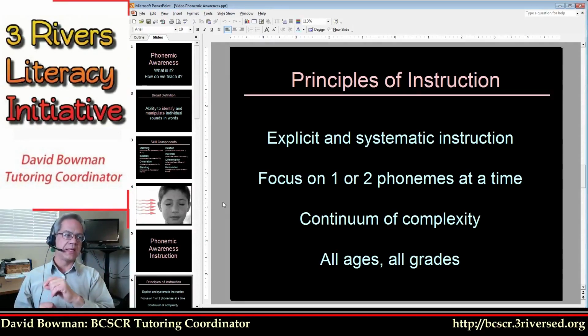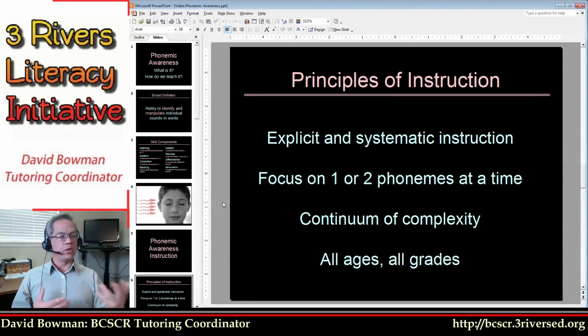instruction in phonemic awareness needs to be explicit and systematic, where we're saying we are going to study these skills, we are going to study these sounds here. Okay? Later, we're going to go to more complicated sounds, or we're going to go to diphthongs, or we're going to go to syllables, or we're going to go to much higher levels. But it has to be explicit. Here is what we're going to learn, and systematic. We're going to learn this, and then this, and then this, and then that.